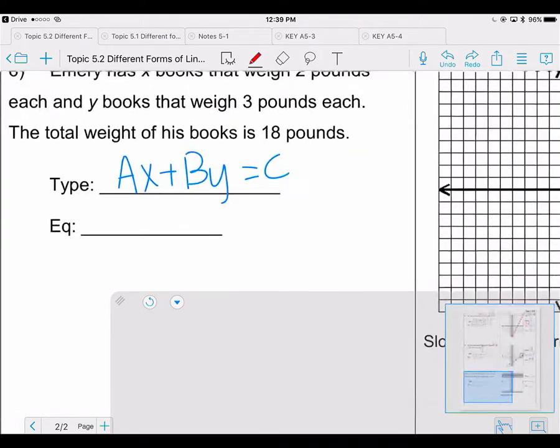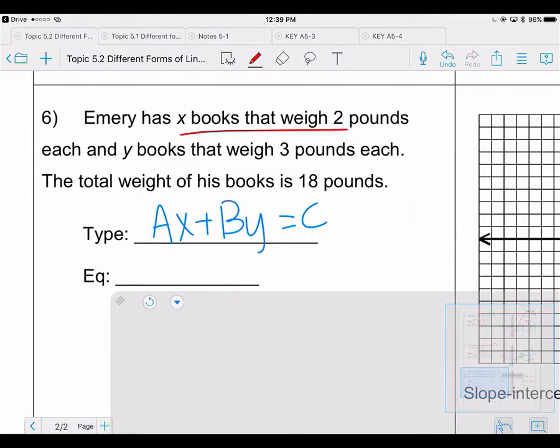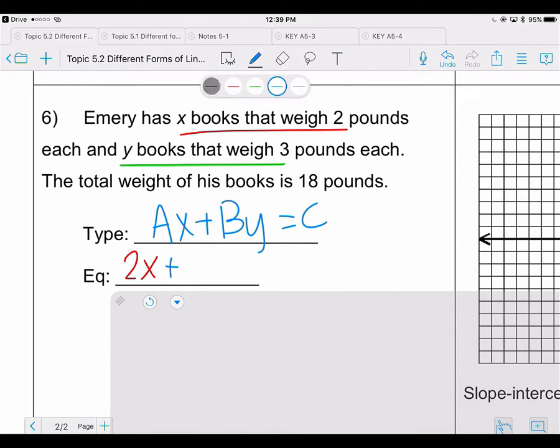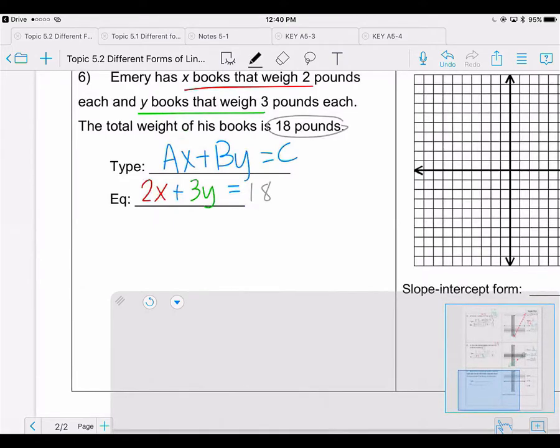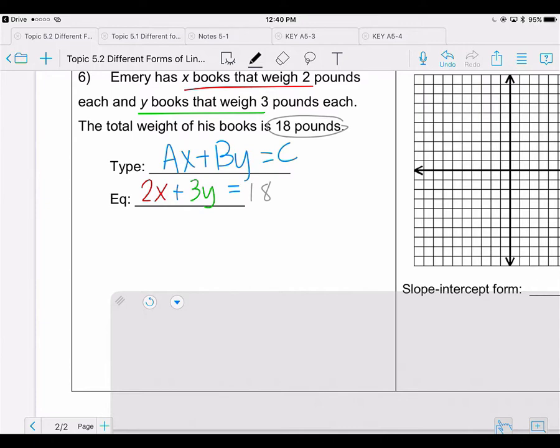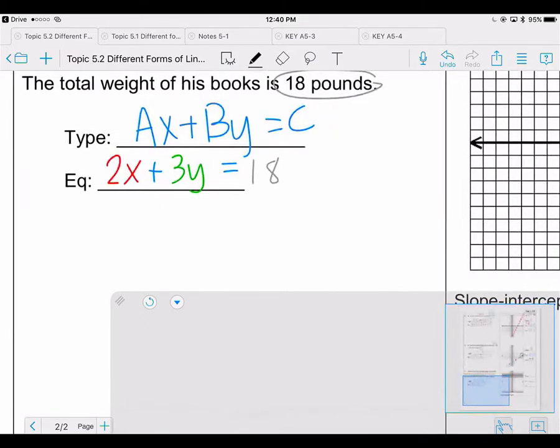So for this, we know 2 and x go together. We know that 3 and y go together. And we know that this is going to equal our total of 18 pounds. So he has some amount of books that weigh 2, some amount of books that weigh 3, and he has a total of 18 pounds. Now, unfortunately, with standard equations, we do have to solve for y in order to graph. With point slope, you're given enough information to graph, but with standard equations, we are not. So we have to solve for y.